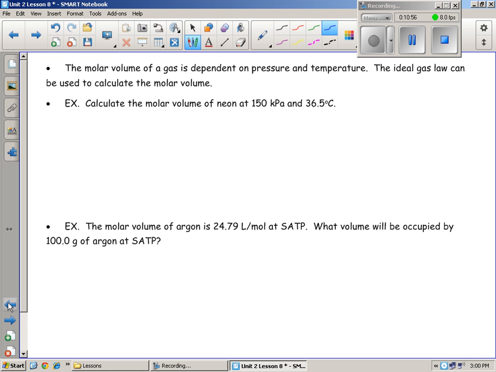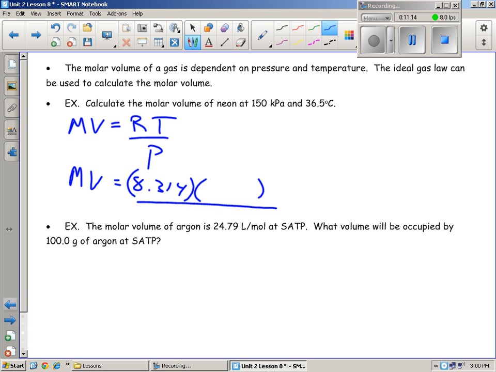So looking at this one here, calculate the molar volume of neon at 150 and 36.5. They're telling you the pressure and the temperature. If I was doing this question, I'd probably say, you know what? I probably should use this formula here. Calculate the molar volume at a temperature of 36.5 degrees Celsius. You, of course, want to change that to Kelvin: 309.65. And a pressure of 150, and of course that has to be in kilopascals, which it is.